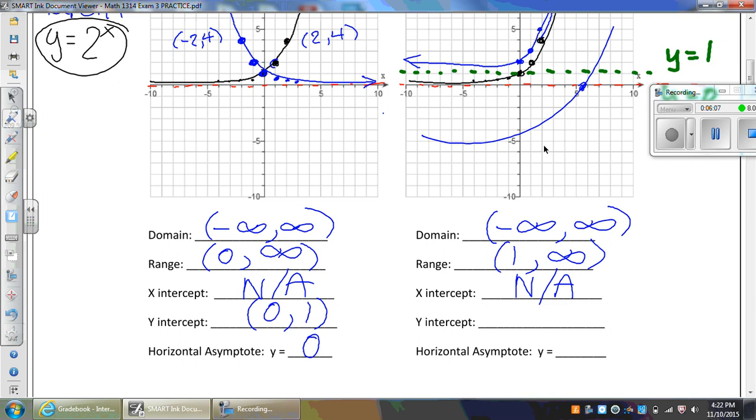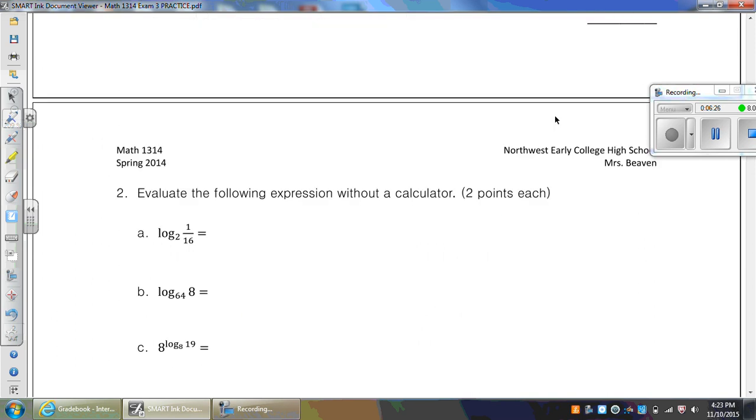So this one doesn't have an x-intercept, but we do have a y-intercept, and actually it changed from the parent function. Now it's actually at (0, 2). What happened to the horizontal asymptote? It moved up one, so the equation is y equals 1. All right, so let's go to the next page.